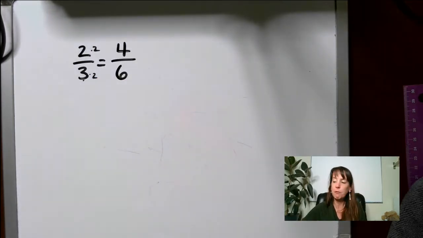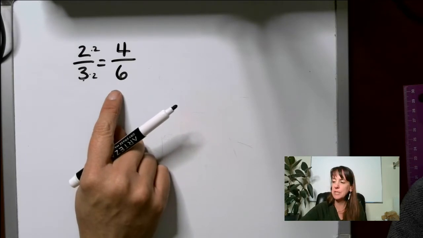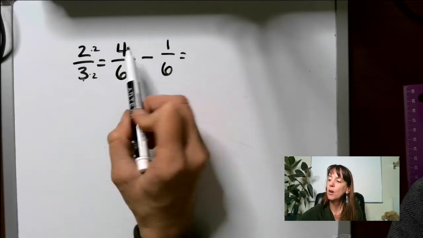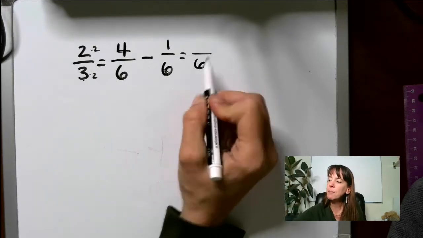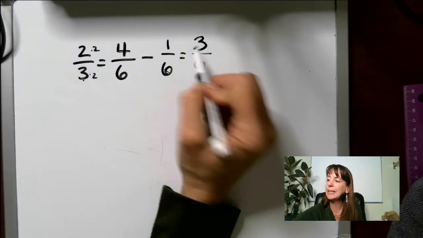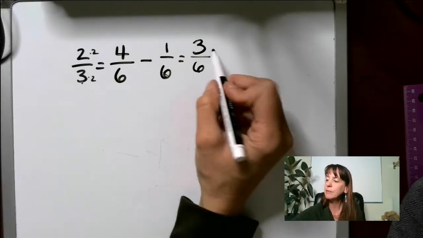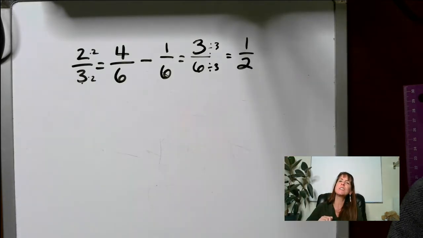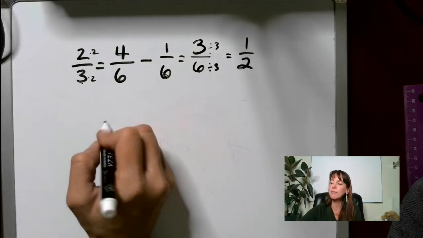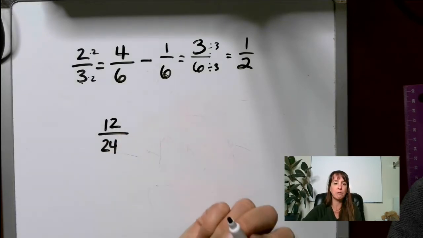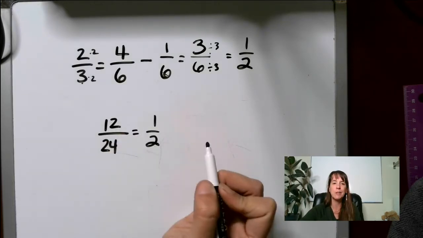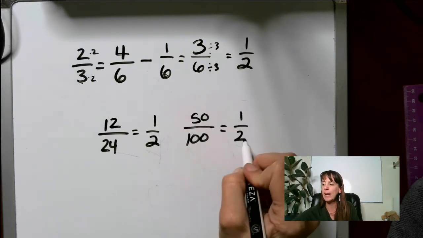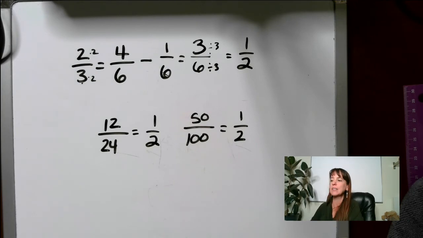Subtract 1/6 from this guy and reduce the answer. So we're going to subtract 1/6 from this guy, and our denominator remains the same, and 4 minus 1 is 3. Guys, we can divide both those by 3. We get 1/2. It's a good idea to recognize when we have a 1/2, right? If I have 12 out of 24, that's a half, so we can just reduce it straight away to 1/2. If I have 50 out of 100, that's half, so we can reduce it straight away to 1/2. Just keep an eye on things that are easy.